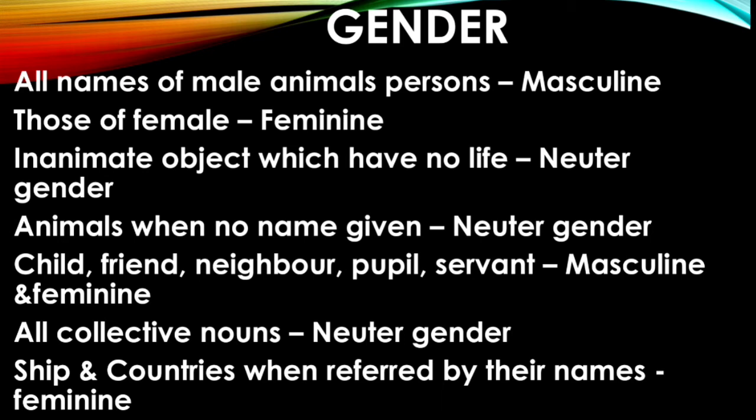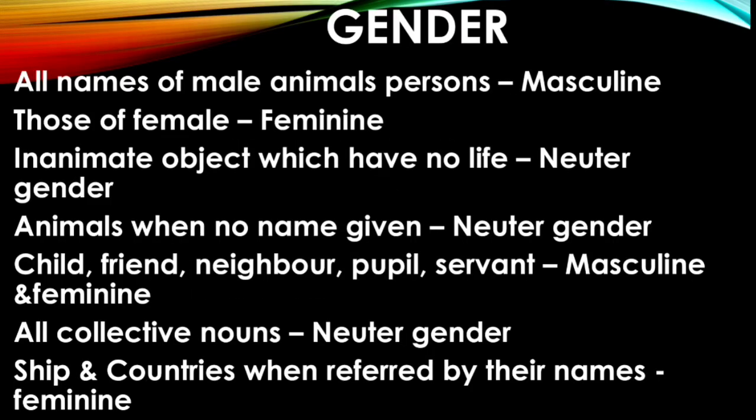The plural pronoun for all the four genders is they, and all its forms. We use the plural of these singular pronouns as they. It becomes they. Okay, and all collective nouns are of neuter gender. They have no feminine or masculine associated with them.